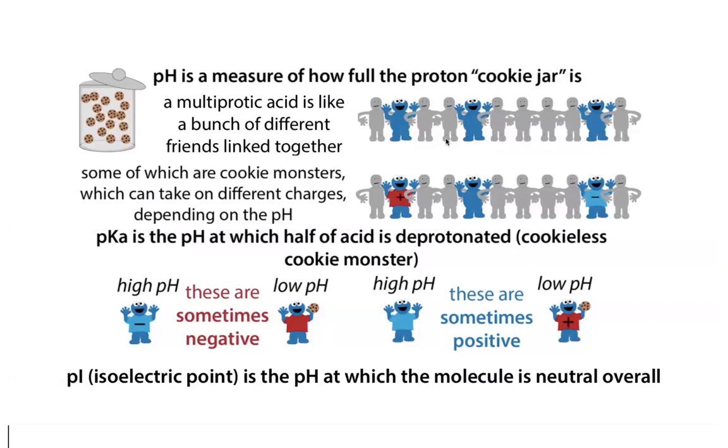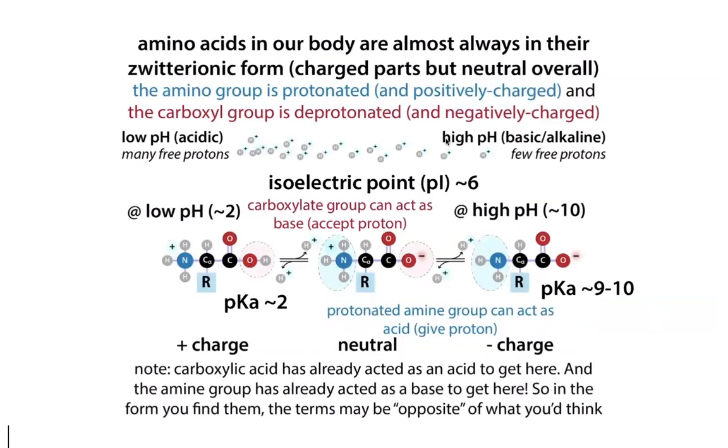So if you're at a pH that's below your pI, what this means is that there's more protons available, that cookie jar is more full. You're more likely to find those friends with the cookie when you go and find them at your party. So the molecule is more likely to be in the positive state. More copies of it are in the positive state than in the negative state, so you have a net positive charge. But if you're above that pI, well, now that jar is more empty, you're less likely to find your friends with a cookie. They're more likely to be in that negatively charged state. An example of such a multiprotic molecule are amino acids.